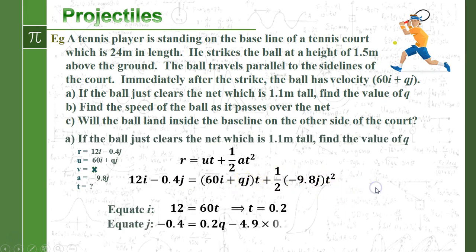So looking at our j components now, what that allowed us to do is create an equation just in terms of q, and that's what we're after. So there we go. That gives us a value of q, which is minus 1.02. So that's part A sorted.